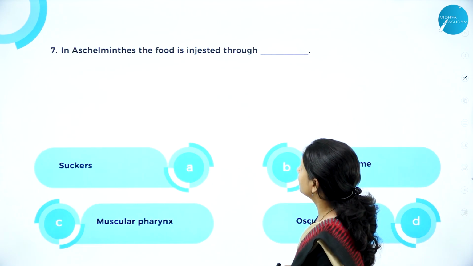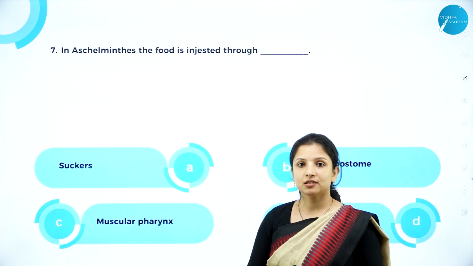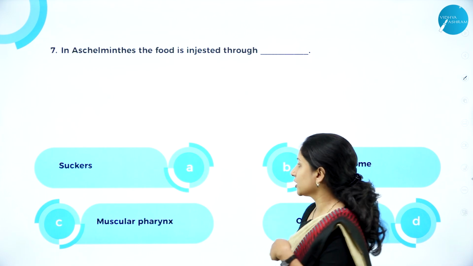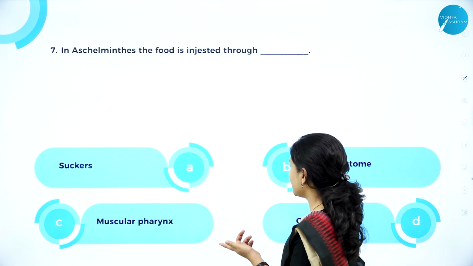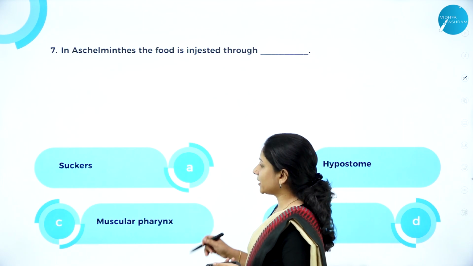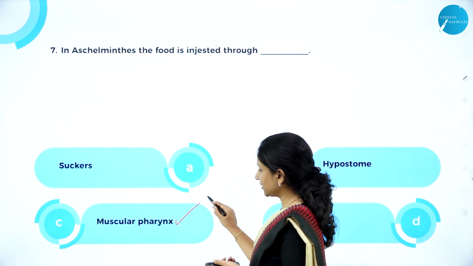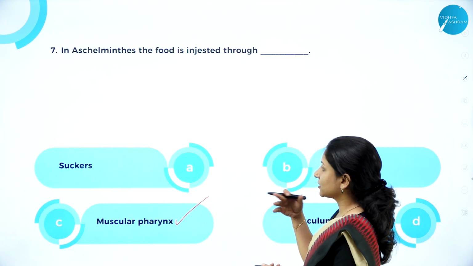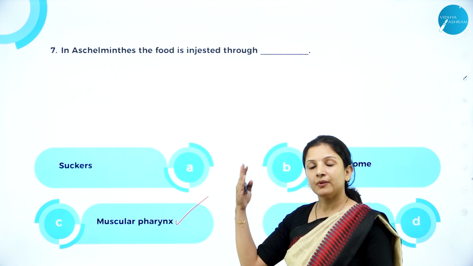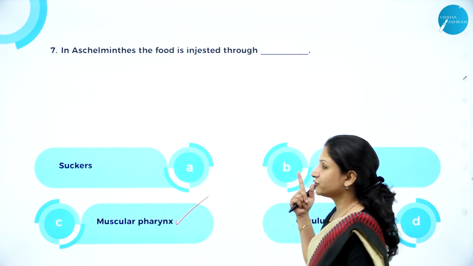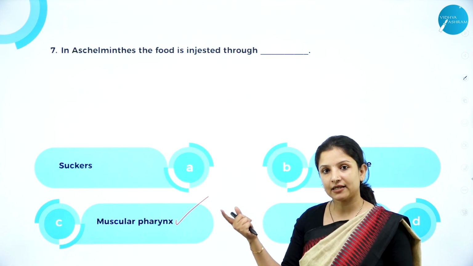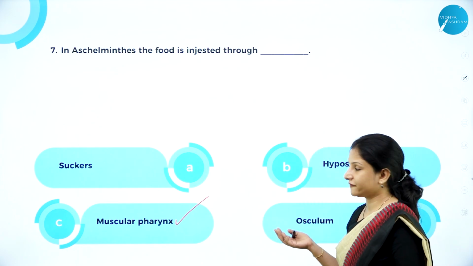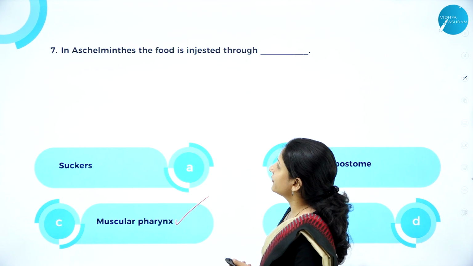Next, in Ascaris, the food is ingested through, meaning through which the food is taken in. How do they eat their food? Is it suckers, hypostome, muscular pharynx, or osculum? It is through the muscular pharynx. They have a well developed muscular pharynx in their alimentary canal that helps them take in food. It's not suckers, which are usually present in platyhelminths. Hypostome is present in organisms which have tentacles, and osculum is present in sponges, through which water goes out of poriferans. So the right answer here is muscular pharynx.